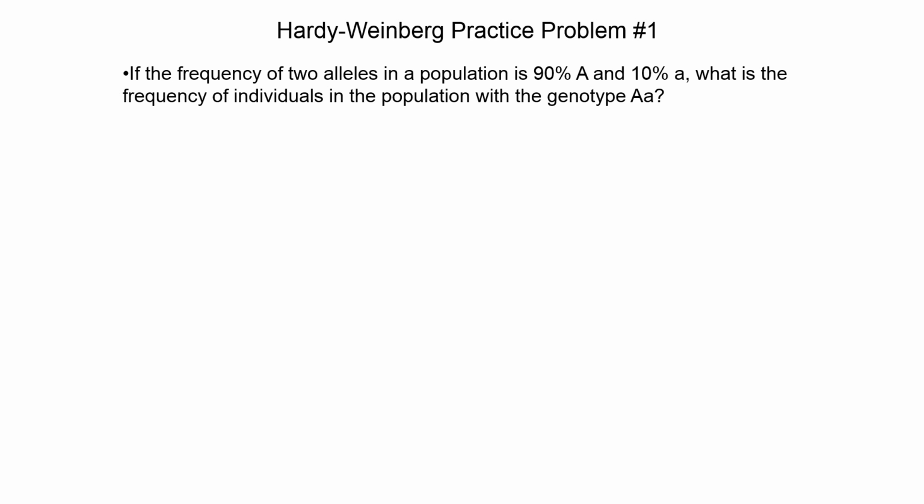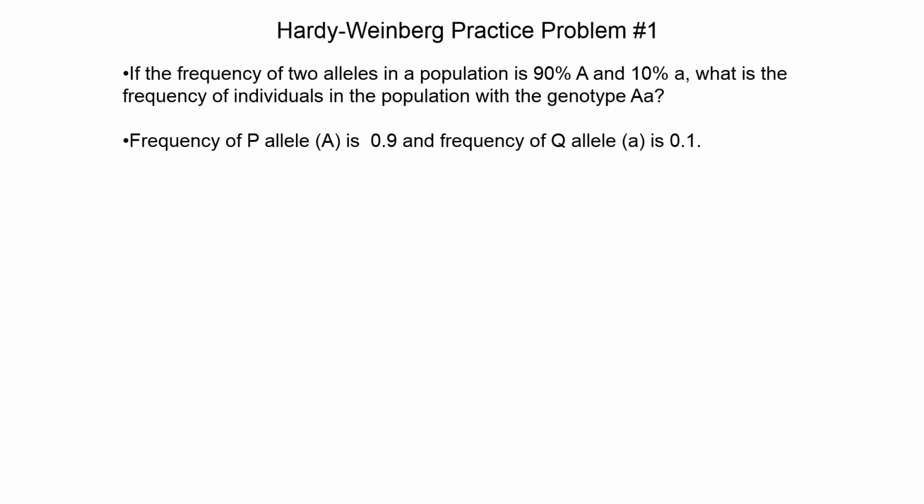So let's look at a practice problem. The frequency of alleles in a population: 90% A, 10% little a. What's the frequency of the individuals that are heterozygous? Well, 90% is the same thing as 0.9, and 10% is the same thing as 0.1. So that gives us p and q. These are the alleles. This is the allelic frequency, 0.9 and 0.1. These are allelic frequencies.